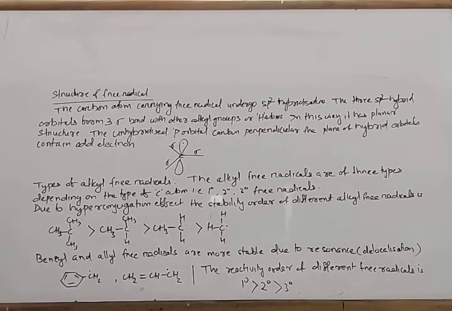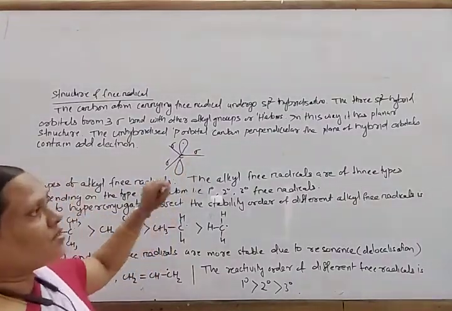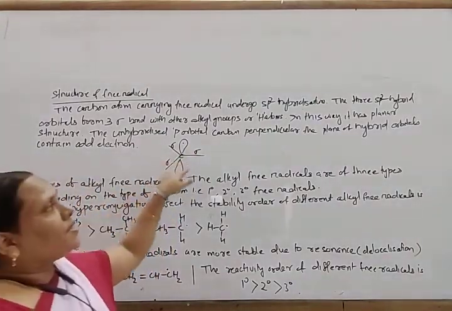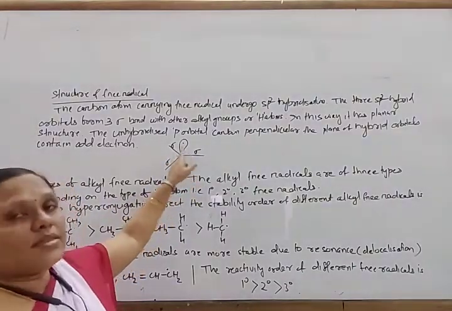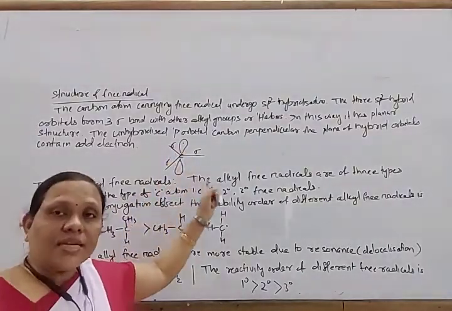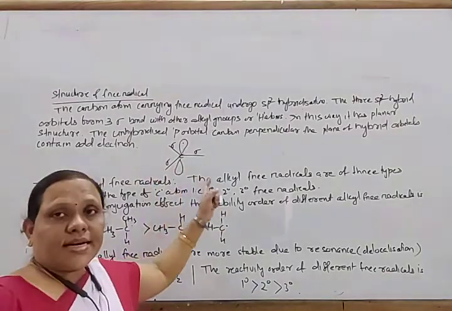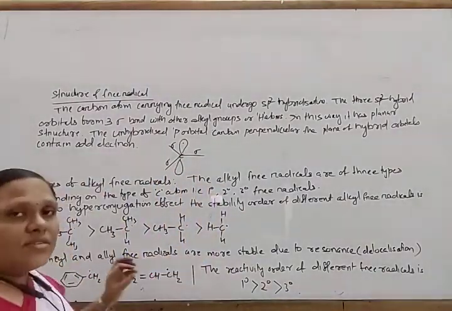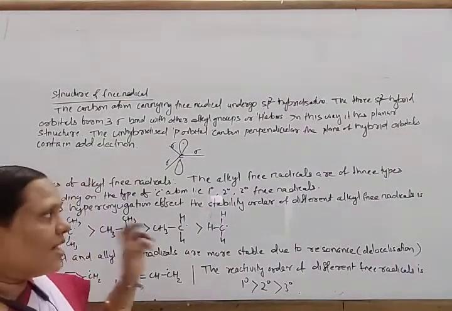So note down these points. The carbon atom carrying a free radical undergoes sp2 hybridization. So the three sp2 hybrid orbitals form 3 sigma bonds with other alkyl groups or hydrogen atoms. In this way, it has a planar structure. The unhybridized p orbital contains the unpaired electron, the free electron, which is what the free radical reacts with others with. So actually these are very short-lived species and these are highly reactive in nature.